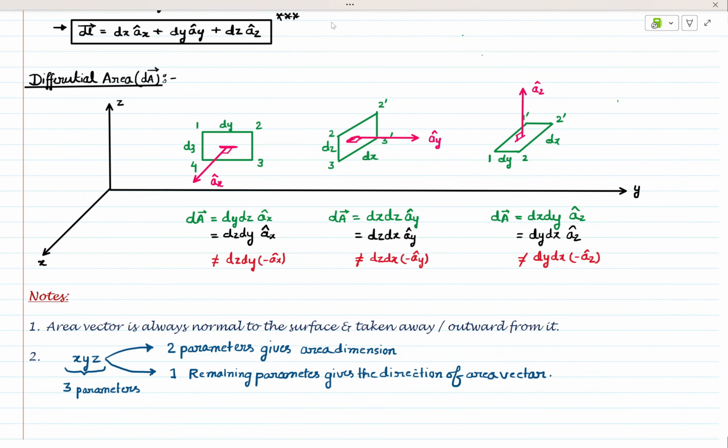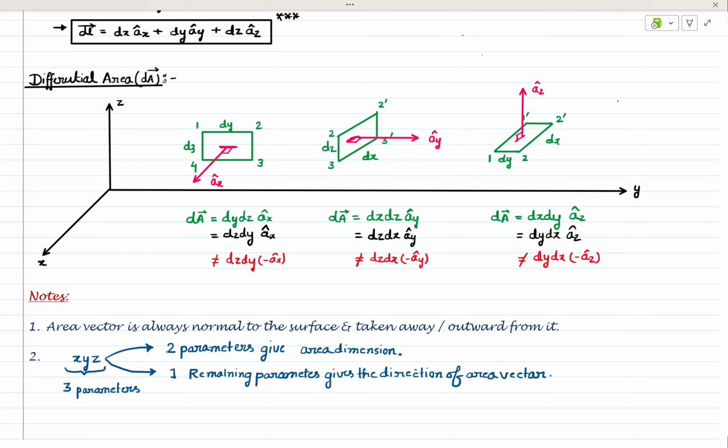The two parameters, any two parameters, see, I will give you an example. Don't worry about it. If you select any two parameters, say yz, or let's say you have selected xy, which will give you the area dimension. If xy give the area dimensions, then what is the left one parameter?